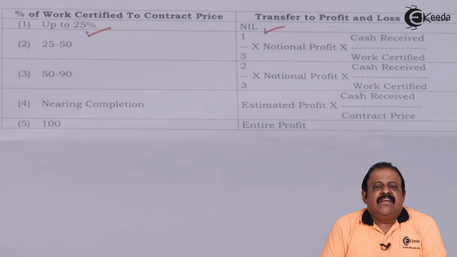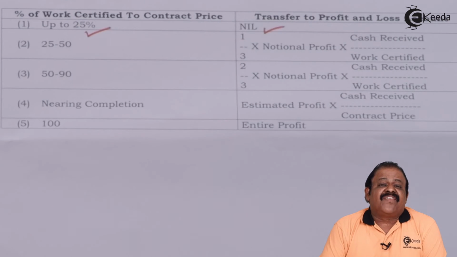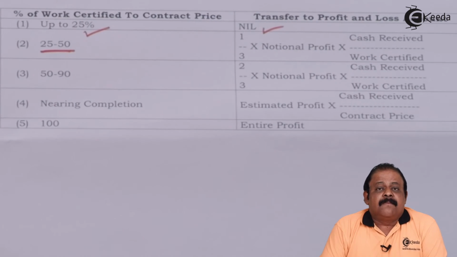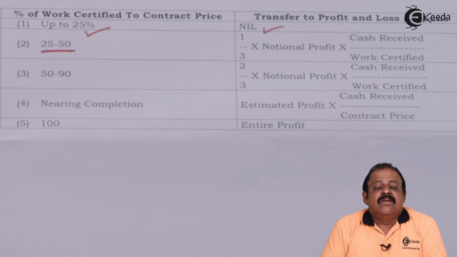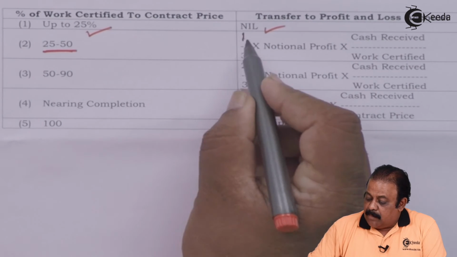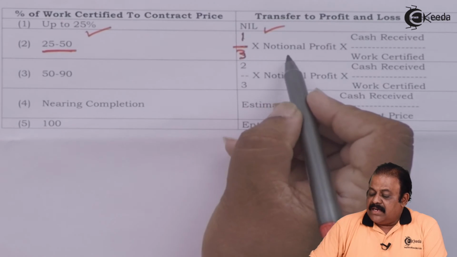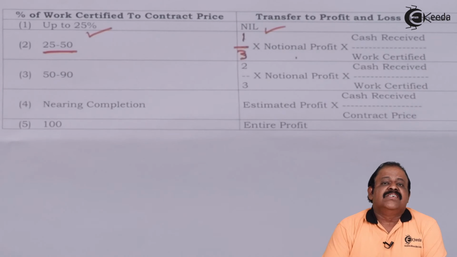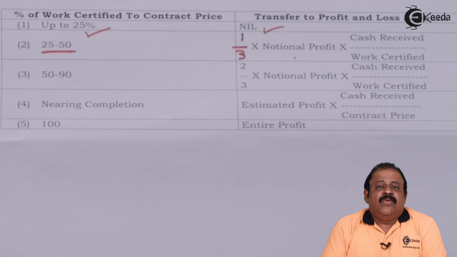If work certified is 25% or more but less than 50% of contract price, so it is between 25 to 50%, then we can transfer notional profit by using the formula 1/3 multiplied by notional profit multiplied by cash received divided by work certified. By using this formula, we'll be getting the amount. That amount will be transferred to profit and loss account, and balance of notional profit will be transferred to reserve account.